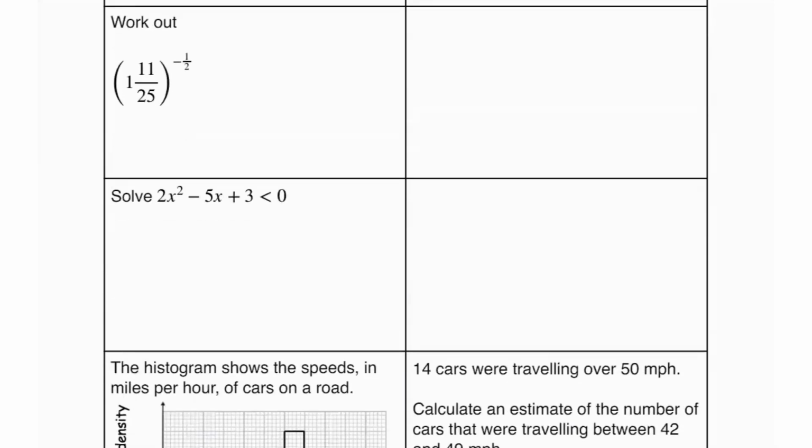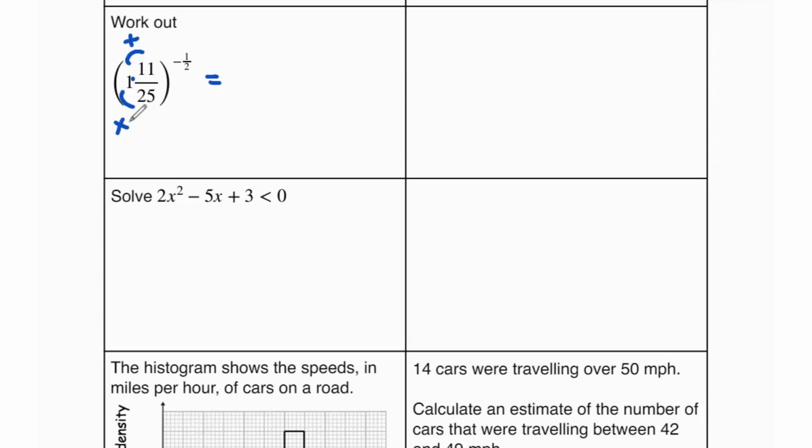Work out 1 whole number 11/25, whole power negative 1/2. So whenever we have negative powers, first step is to make them positive. And that can be done by flipping the fraction. In this case, before we flip the fraction, we need to convert this from a mixed number into an improper fraction. To convert a mixed number into an improper fraction, we first multiply the denominator with the whole number and add the result to the numerator.